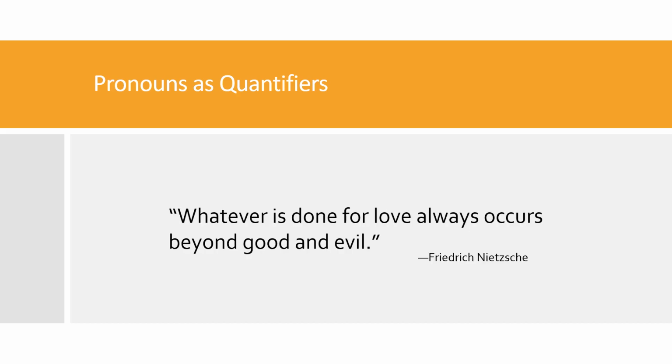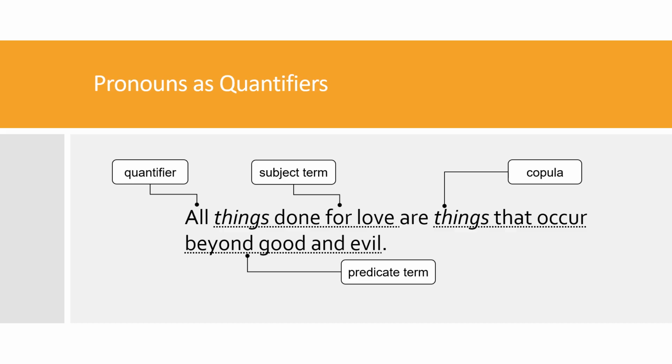Another example from Friedrich Nietzsche. Nietzsche says, whatever is done for love always occurs beyond good and evil. Now notice the claim here, whatever is done for love, is in fact quantifying things that are done for love. So if we wanted to translate this, whatever as a pronoun acting as a quantifier has to be translated into all, no, some are not. And then of course, what it's quantifying will have to be persons or things. And in this case, pretty clearly it has to be things. So notice a proper translation of this statement would be all things done for love are things that occur beyond good and evil.